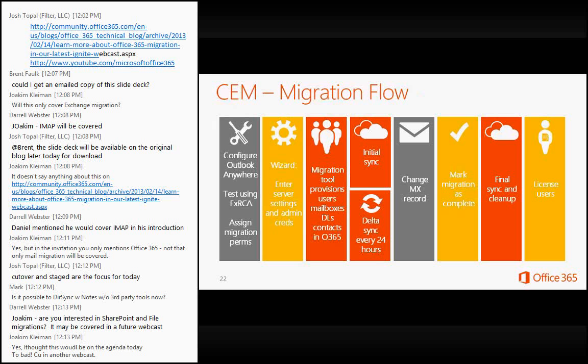So we do the initial sync, then we change the MX record. As we say, we can mark that migration batch as complete. It'll do the final sync and cleanup, and then we can assign the licenses to the users. We can either do that manually through the portal, or we can script that through remote PowerShell.